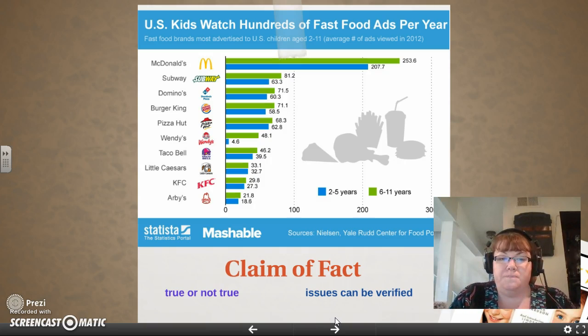So if you're looking at the picture here, it is actually based on a survey of kids who watch hundreds of fast food ads per year. So looking here, the facts are stated. They're specific, they're percentages, and numbers based on the year and what style of things the kids watch themselves. Now this is a claim of fact. They did a survey, they gathered the information, and now they're showing the information. So we can easily go back and verify the issue that the author is showing because they have the statistics and the information to back it up.